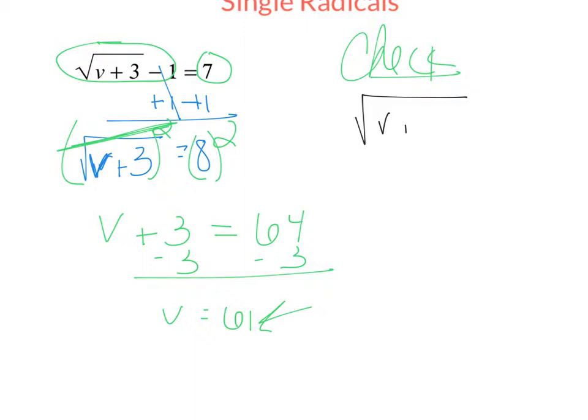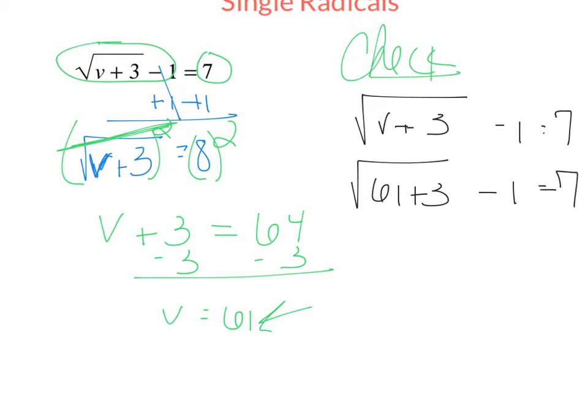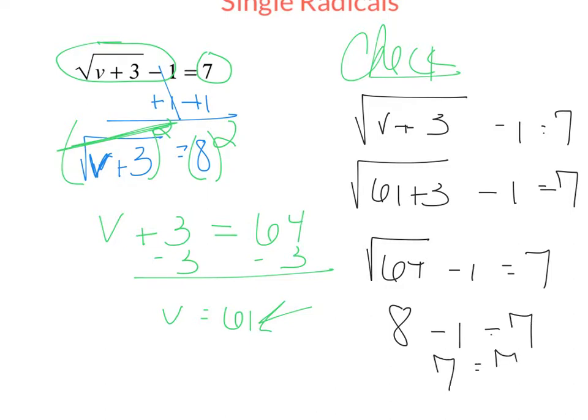So I have the square root of v plus 3 minus 1 equals 7. I'm going to plug in 61. Oh, I don't know why I put a radical there, that was silly. So the square root of 61 plus 3 is the square root of 64, minus 1 equals 7. The square root of 64 is 8, minus 1 equals 7. And there you go, 7 equals 7. So our answer is indeed 61.